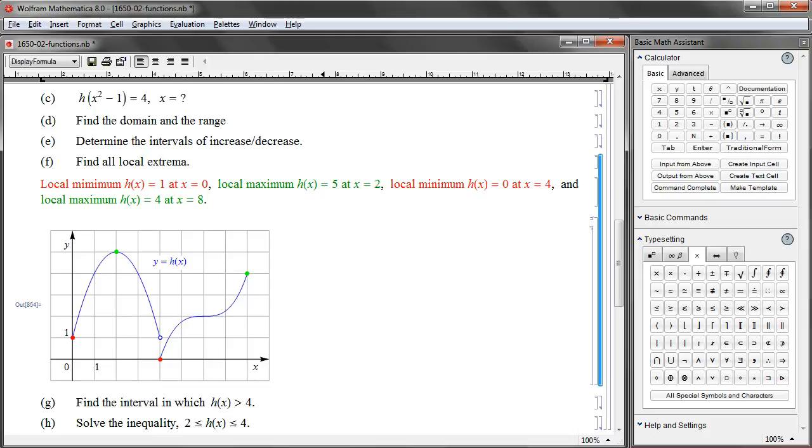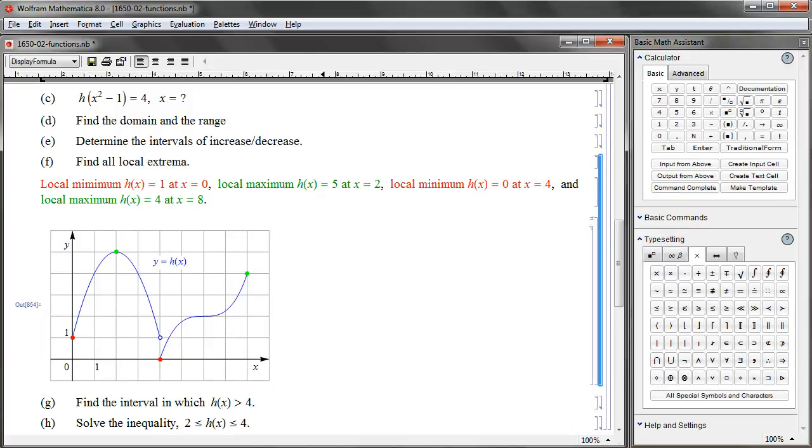A point that is higher than the other points nearby is a local maximum, and vice versa. A point that is lower than the other points nearby is a local minimum. And as you can see, we have two local minima, highlighted in red, and two local maxima, which are highlighted in green. I did the color coding here. Local minimum: h of x is equal to 1 at x equal to 0. Local maximum: h of x is equal to 5 at x equal to 2, and so on and so forth.